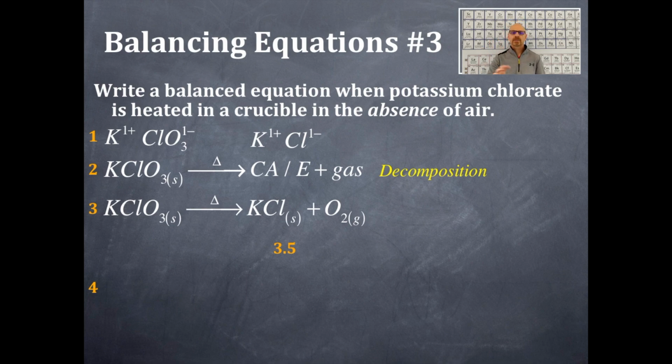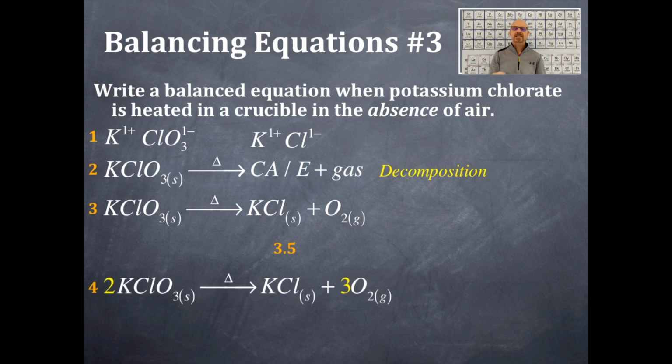So what's the greatest common factor between 3 and 2? That's a 6. So I need 6 oxygens on both the reactant and product side. So I'm going to put a stoichiometric coefficient in front of the potassium chlorate of a 2, and that will give me 6 oxygens. And I'm going to put a stoichiometric coefficient in front of the oxygen that's on the product side of a 3, and that will give me 6 oxygens. And that will lead me to this step right here.